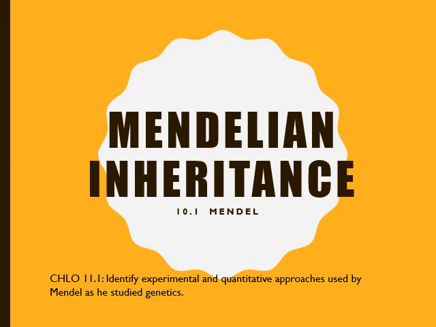All right, so we're getting into Mendelian inheritance. Last time we talked about mitosis and we talked about meiosis. Mendelian inheritance is really just the application of meiosis. Now, what happened during meiosis? Do you guys remember?